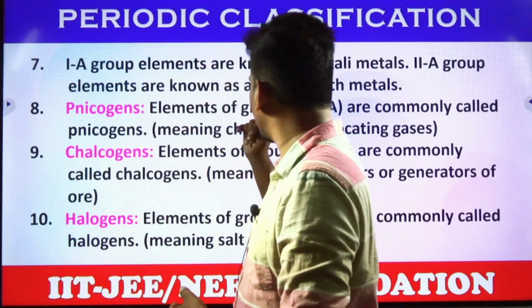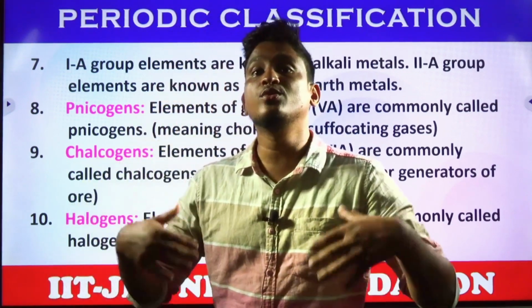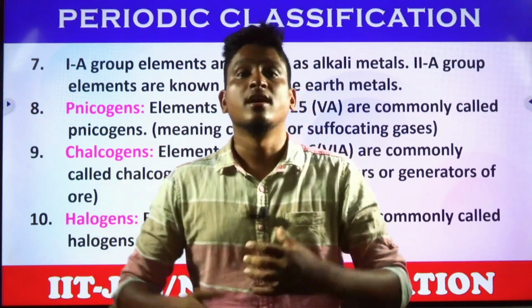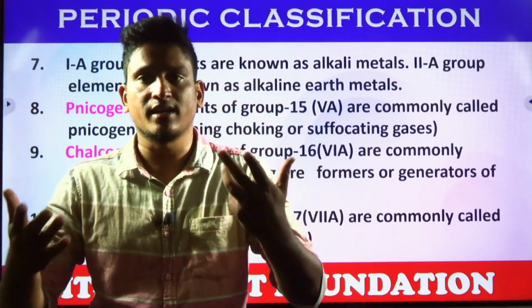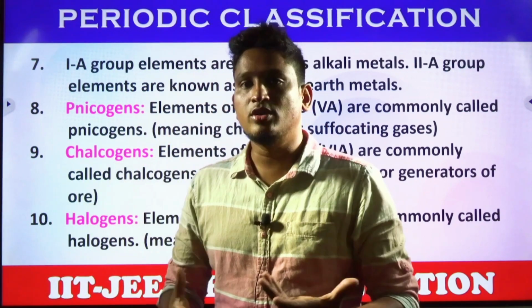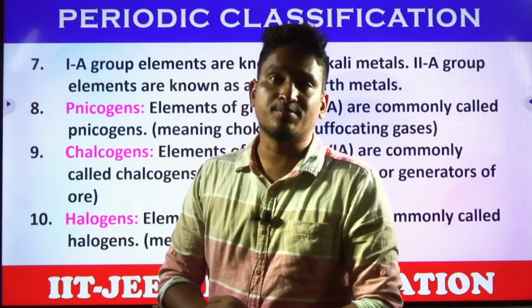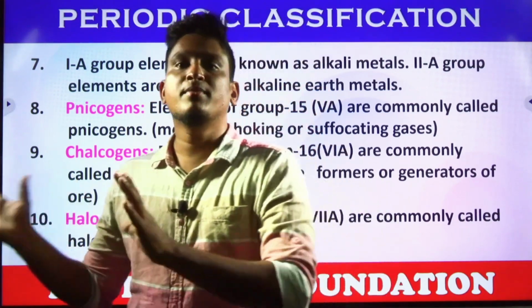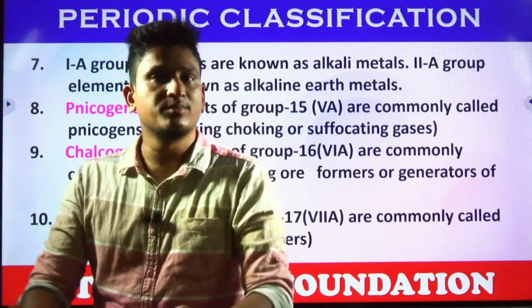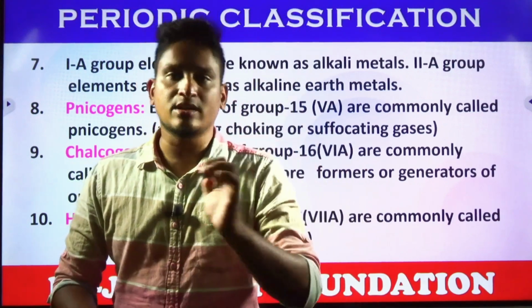Now 15th group elements are called pnictogens. Nico means unable to breathe, suffocating gases. These group elements form gases which are so suffocating, like ammonia gas. Yes, students, ammonia gas is unable to breathe, only ammonia. So ammonia, phosphine, and even arsenic is a poisonous element in this group. That gives this group the name pnictogens. Nico means unbreathable gases.